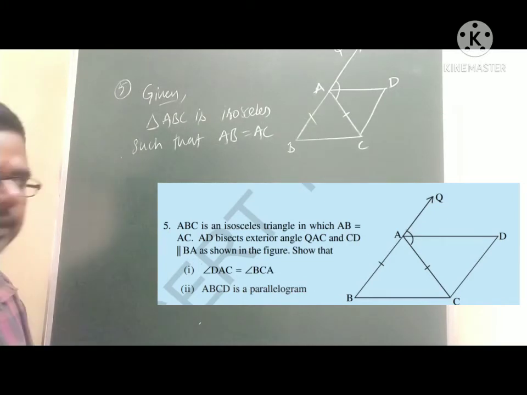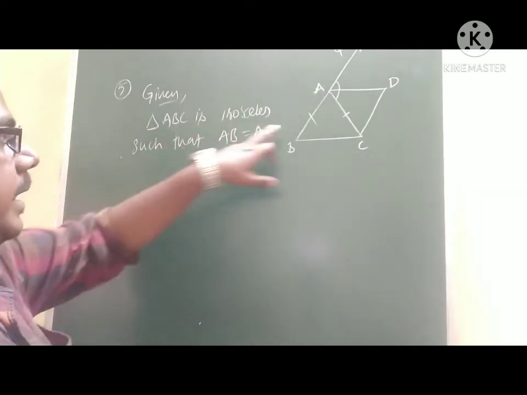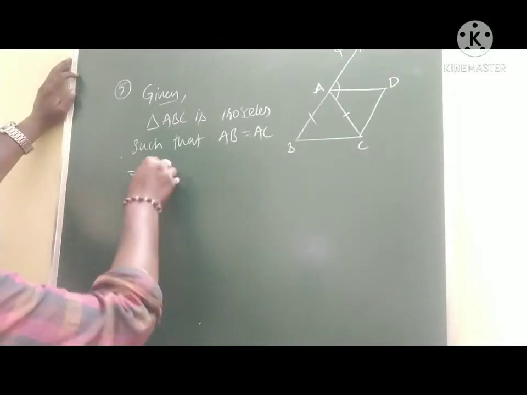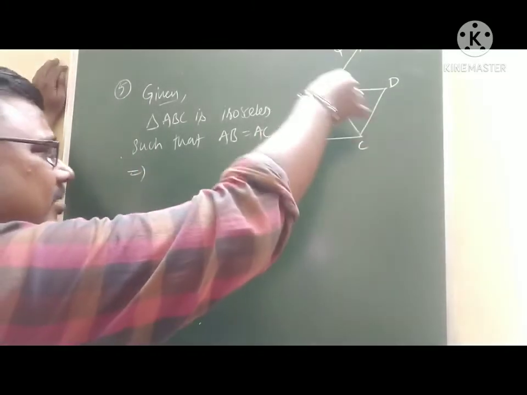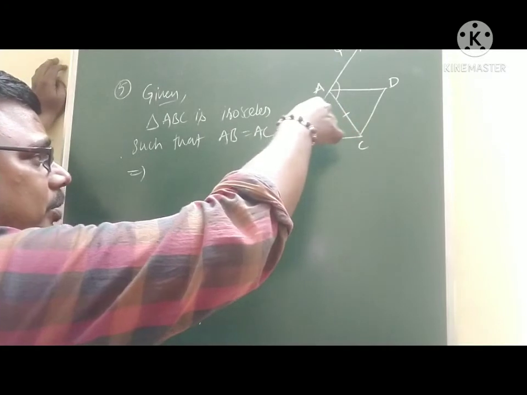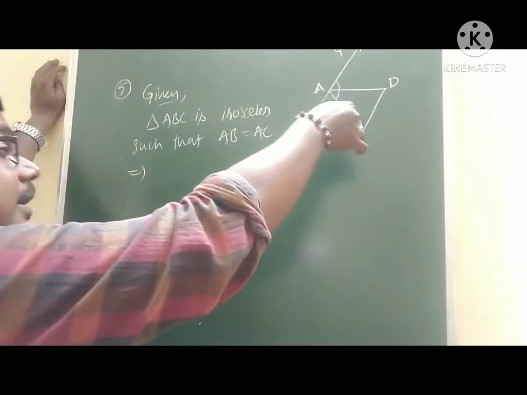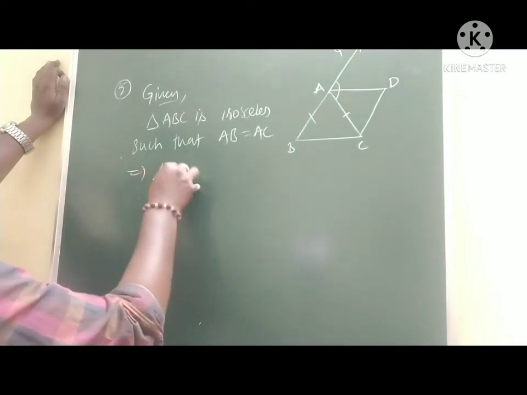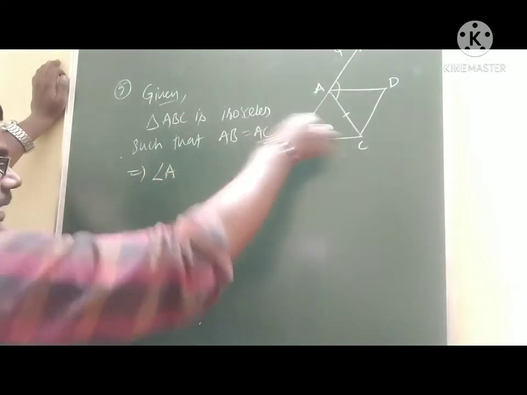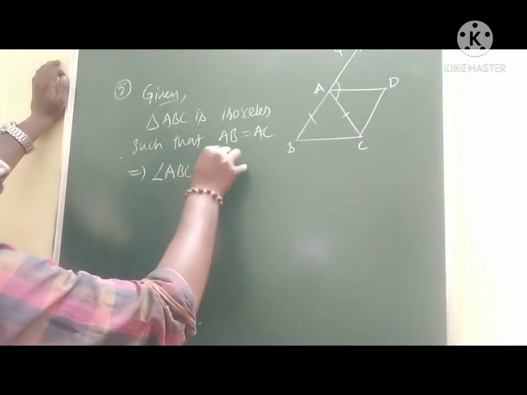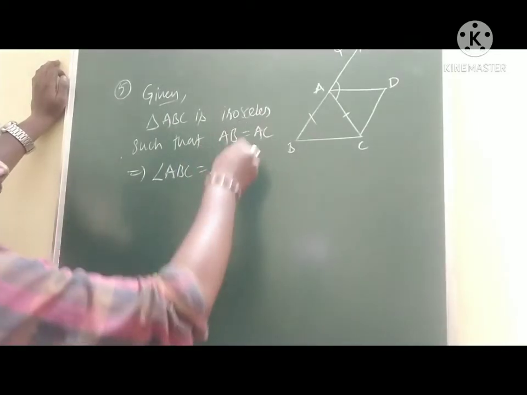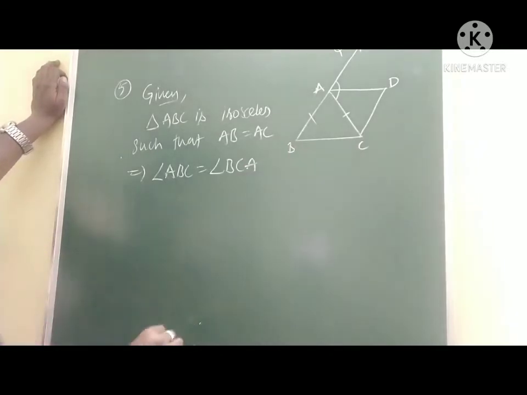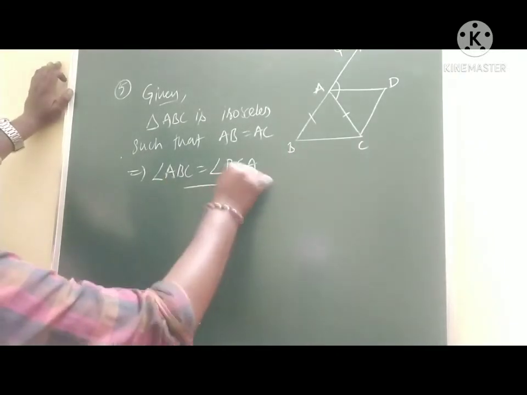I have written the given statement: in triangle ABC, we have AB is equal to AC. So when we have AB equal to AC, we can say in an isosceles triangle, the angles opposite to the equal sides will be equal. So angle ABC is equal to angle BCA, or ACB also you can write, no issue. The point is that angle B and angle C are equal, that's it. Let me consider it as 1.